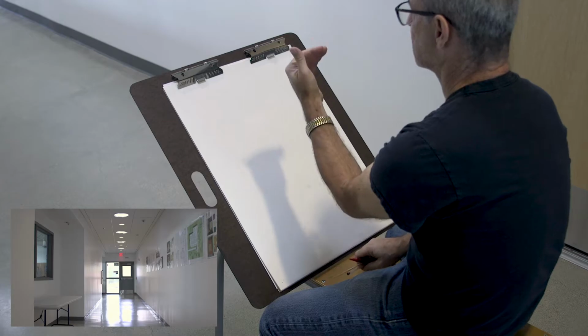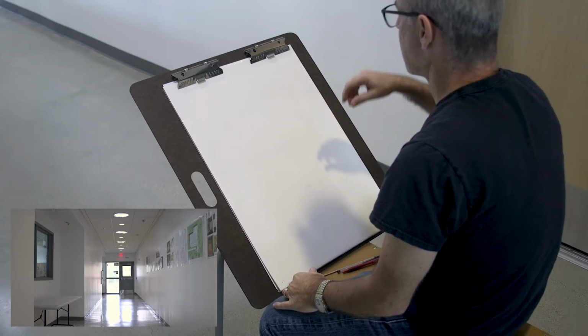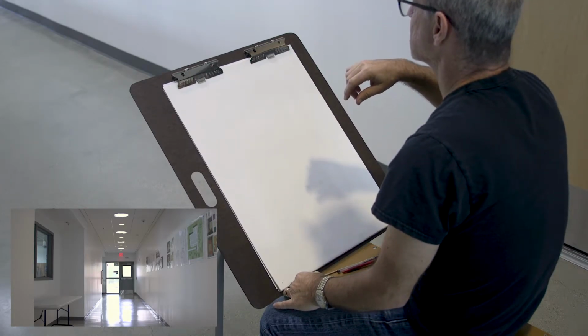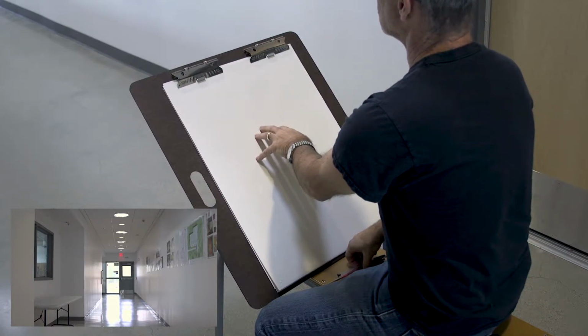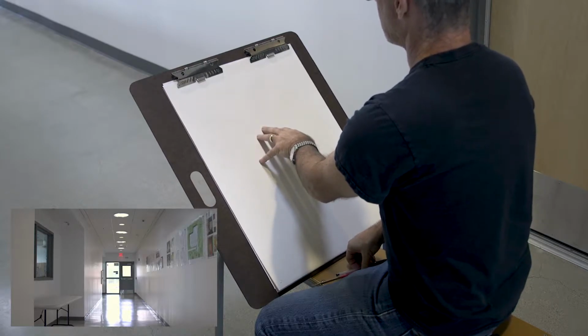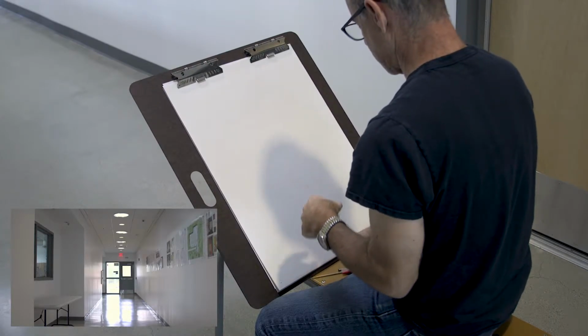Now, I'm looking at this hallway in the AMP building, and the main thing about this drawing is that we're going to try to show the illusion of space. So we're going to start off by drawing the back wall that's right in front of me.